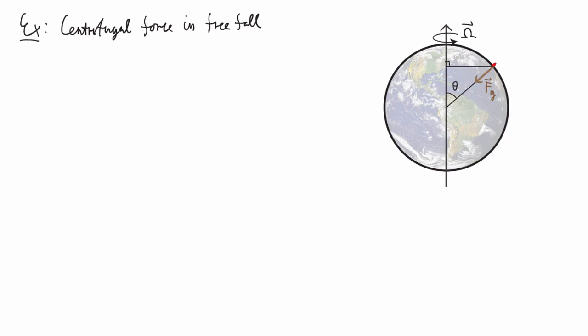Now, we also have, at the same time, the centrifugal force, which is going to be directed outward like this, away from the axis of rotation. So let's write down now what the total force is. The centrifugal force is something that we haven't taken into account before. So let's see what effect it actually has on the motion of this falling object.